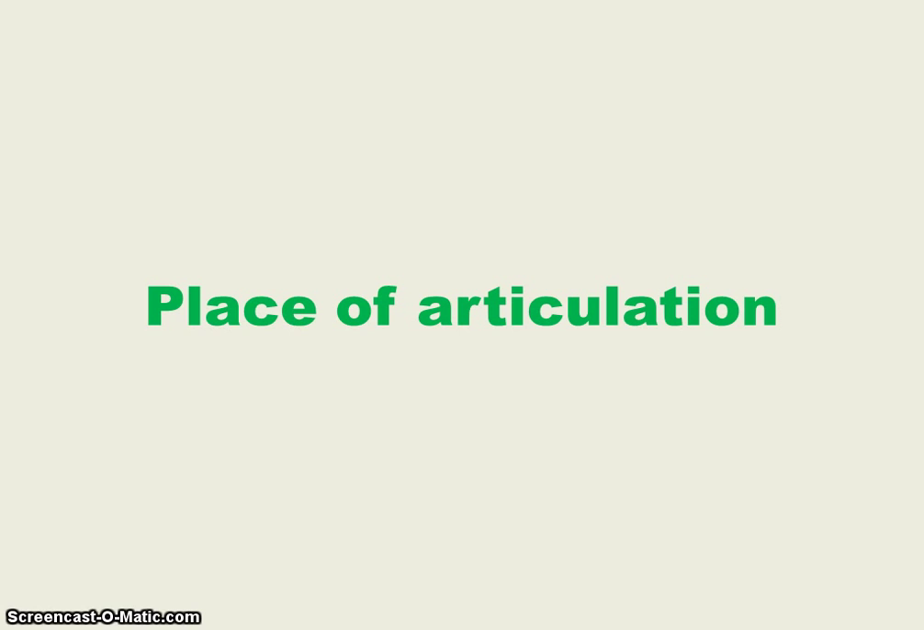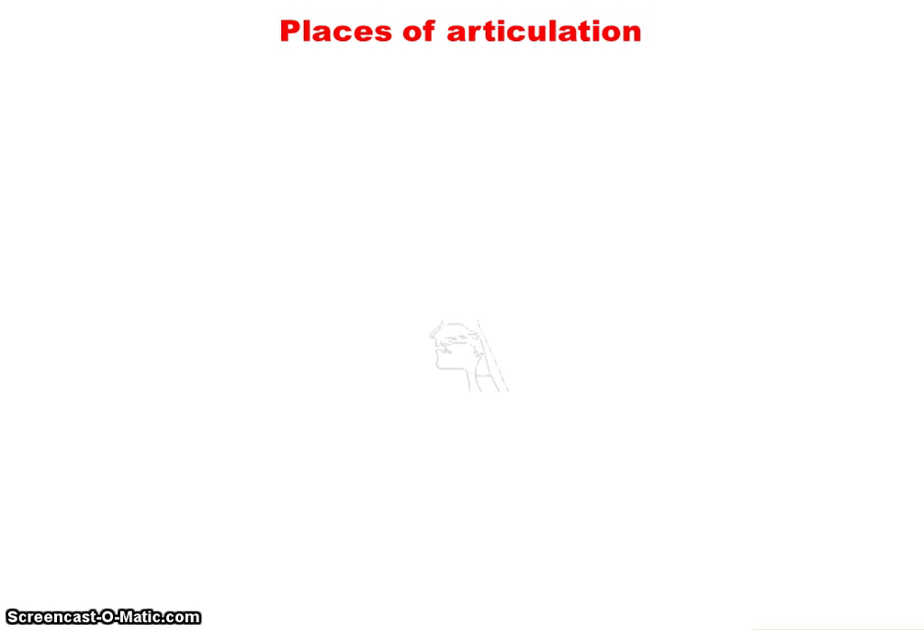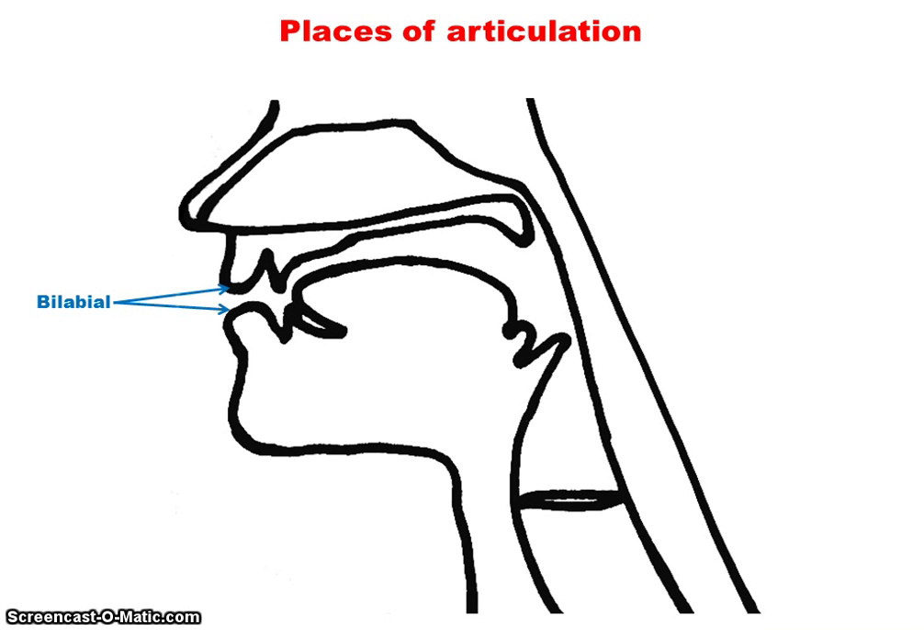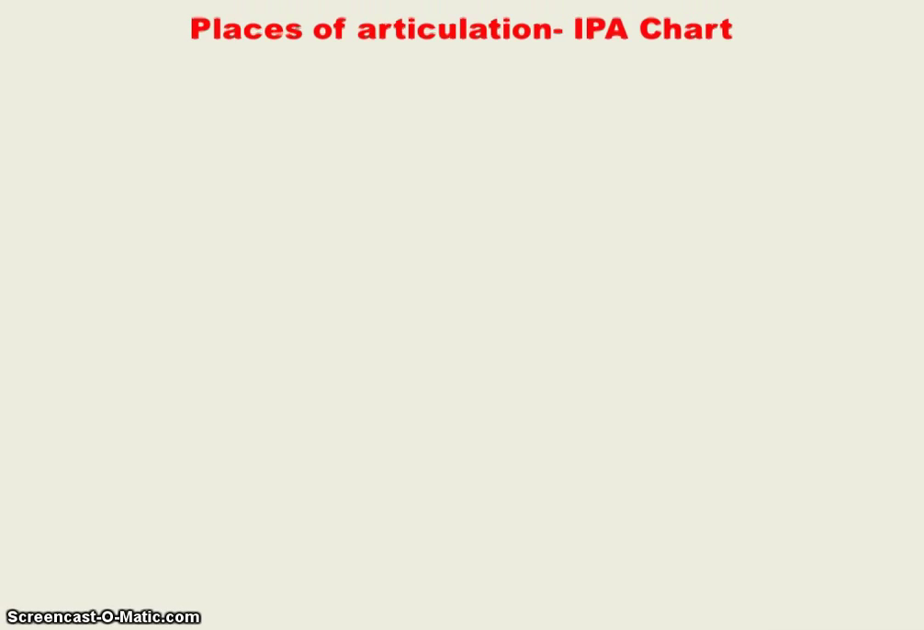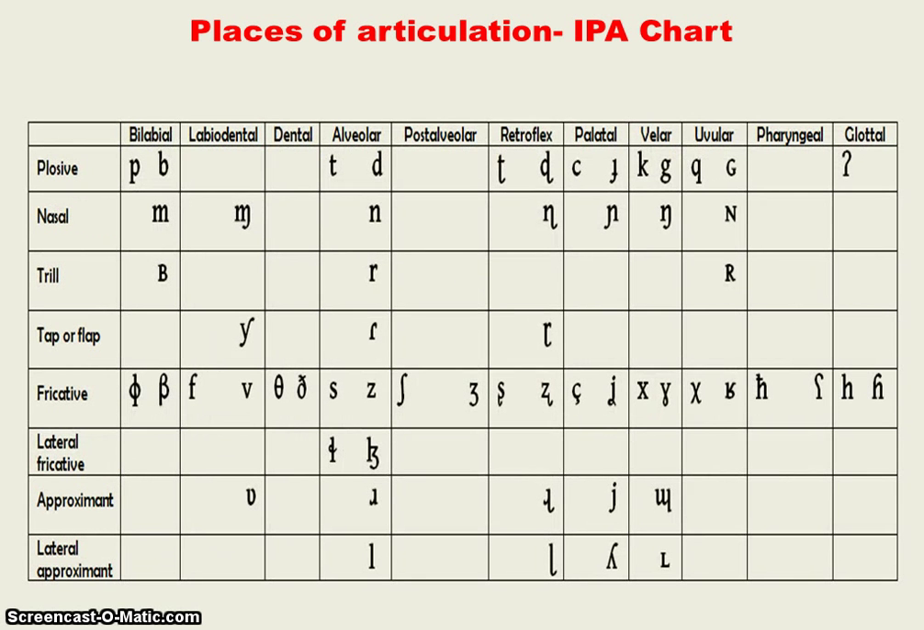We now move on to the place of articulation. The first place of articulation is the one that is related to the lips, and it is referred to as bilabial. The second one is dental. The third one, alveolar. Then palatoalveolar, palatal, velar, uvular, pharyngeal, and glottal. The places of articulation are represented on the IPA chart on the first row. So we have bilabial, glottal at the 2 ends, and then we have the others.